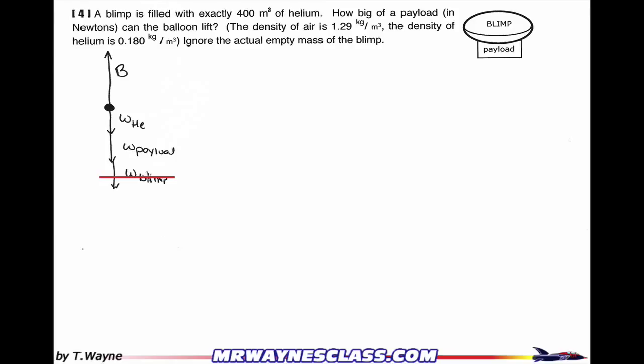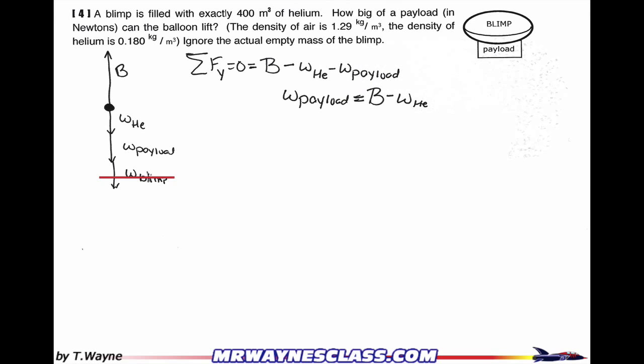Since it's not changing velocity, there's no net acceleration to deal with, there's no net force. So all these forces are going to balance out because it's not changing velocity. So I'll sum up the forces in the y direction, and since it's not changing velocity, all that's going to be equal to 0. So that's the buoyant force minus the weight of the helium minus the weight of the payload. So therefore the weight of the payload is equal to the buoyant force minus the weight of the helium.